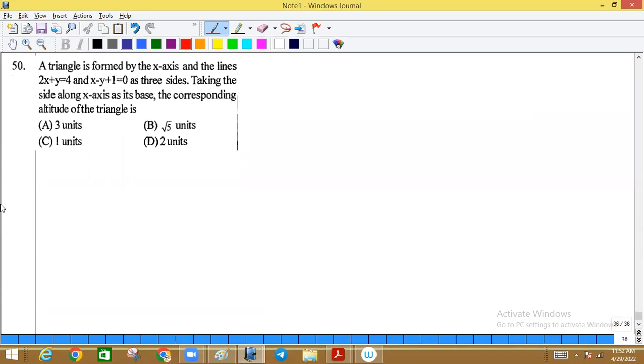A triangle is formed by the x-axis and the two lines as the three sides, right? Taking the side along the x-axis as its base. Okay, we have done this entire one, right?